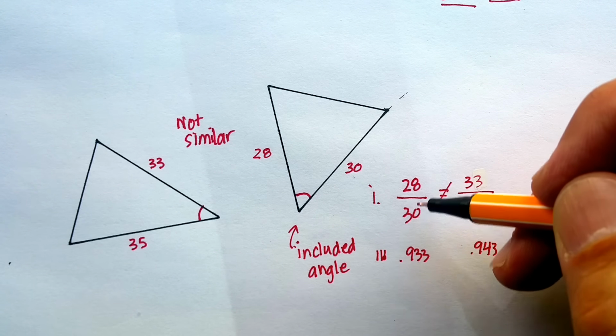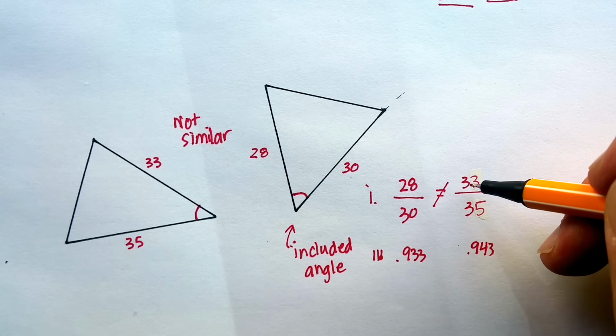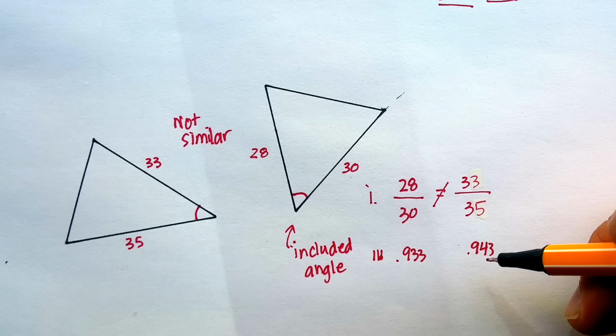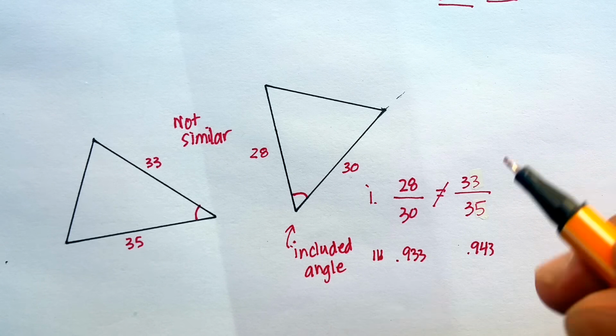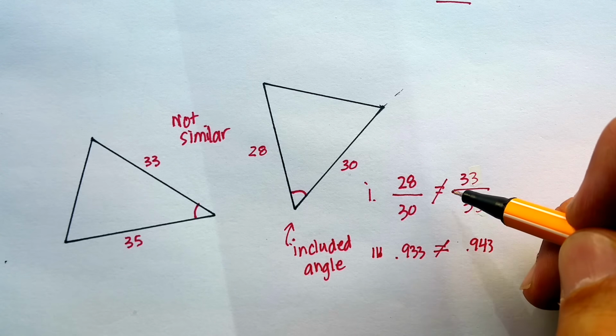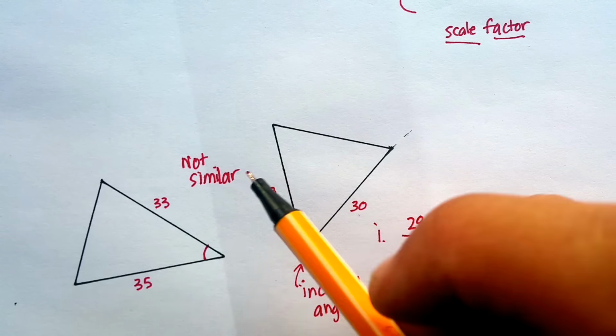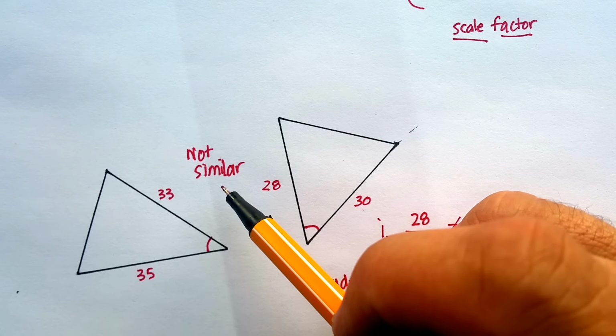Well, when I actually put in 28 over 30, I got 0.933 in my calculator. And when I put in 33 over 35, I got 0.943. These are not the same. They have to be exactly the same number. So these are not proportionate. They are not similar triangles.